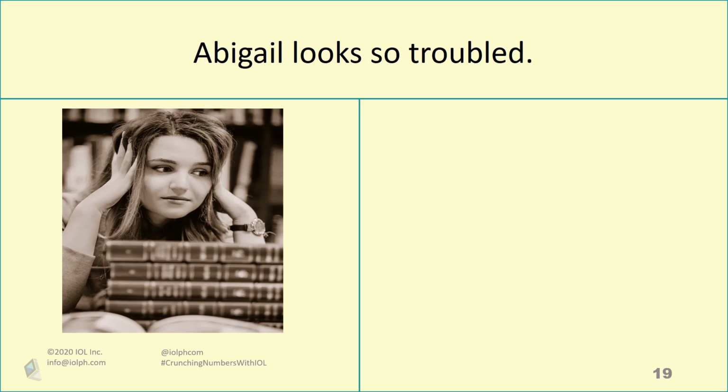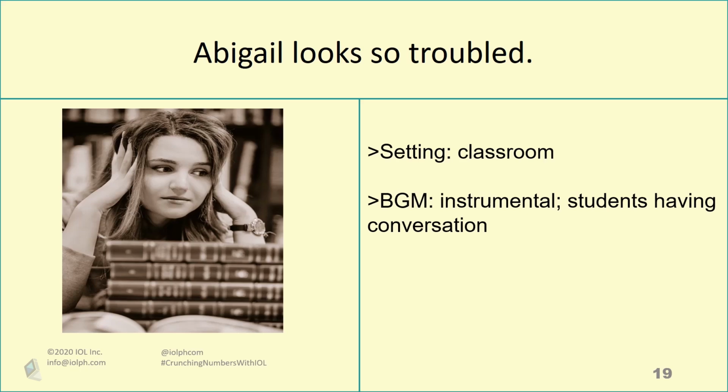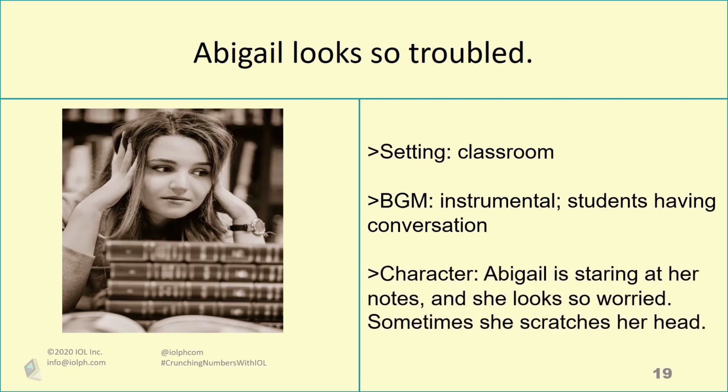So let's try adding the screenplay. For instance, we want the setting to be in a classroom. The students are having conversation in the background, while Abigail is staring at her notes, and she looks so worried. Sometimes she scratches her head. So that's how we want the scene to look like. The same process shall be followed for the succeeding scenes until you exhaust all the scenes in the script. Just make sure that every little detail is explained in the screenplay so that the animator can easily grasp the flow of the story. Now we're done creating a storyboard.